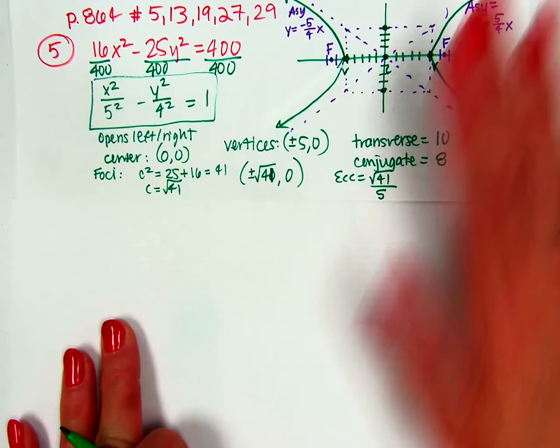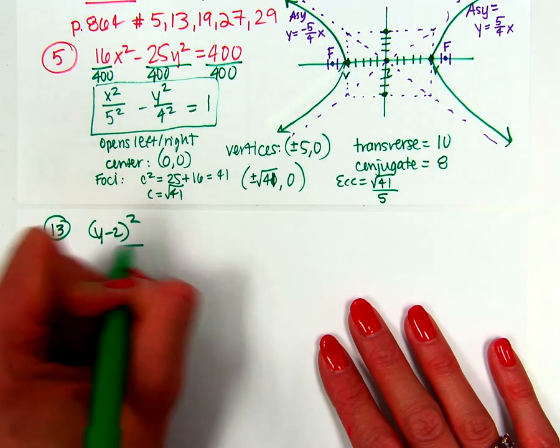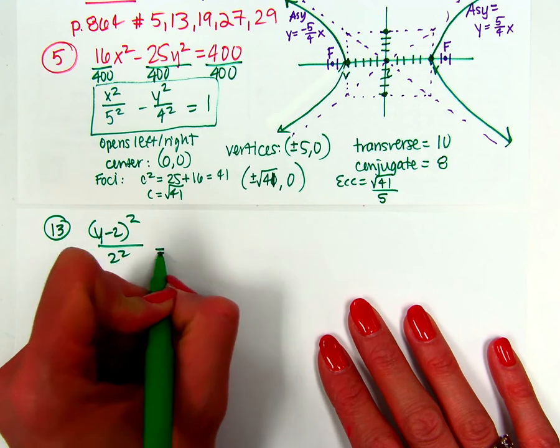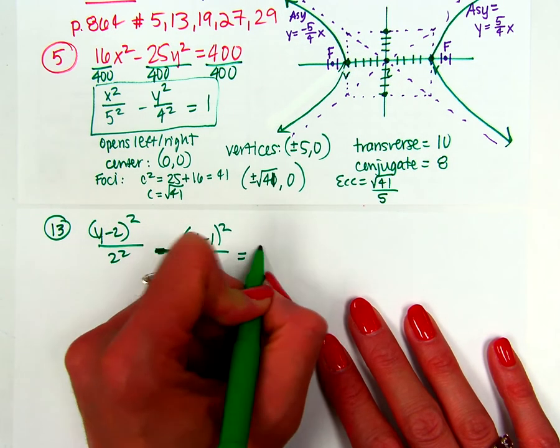So number 13 is pretty much the same problem. It's y minus 2 squared over 2 squared minus x minus 1 squared over 1 squared equals 1.